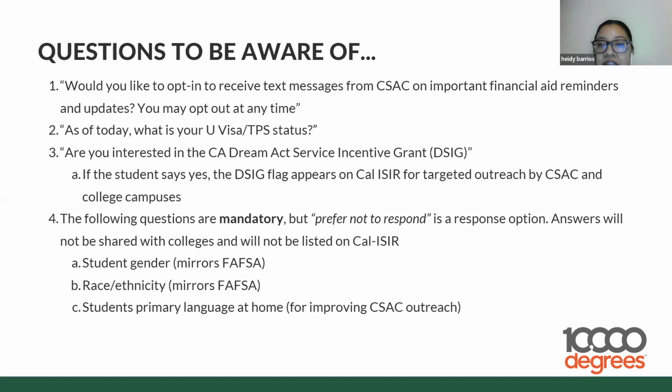And if the students say yes, then the DSIG will flag the student and there will be targeted outreach by CSAC and college campuses. And then the following questions are mandatory, but prefer not to respond is an option as well. So it would be student's gender, and then race and ethnicity, and students' primary language at home for improving CSAC outreach.